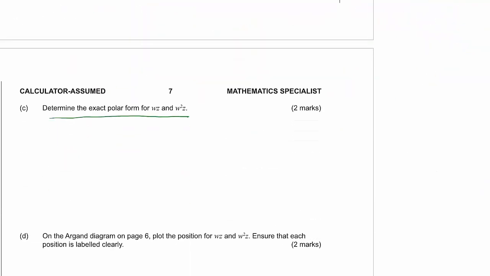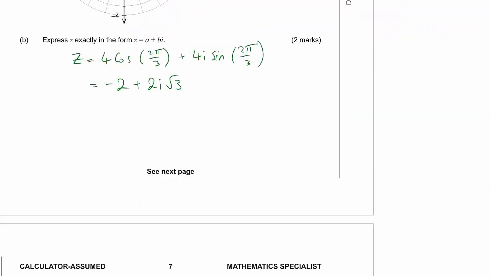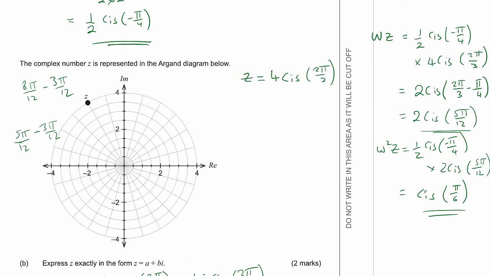Okay, and then the next part is to put them onto the Argand diagram. So we said every single one of these rays was a pi by 12. So 1, 2, 3, 4, 5. So there's wz. And then pi by 6 is 2 of those. So 1, 2. And that would be w squared z. We've got it on the one circle.